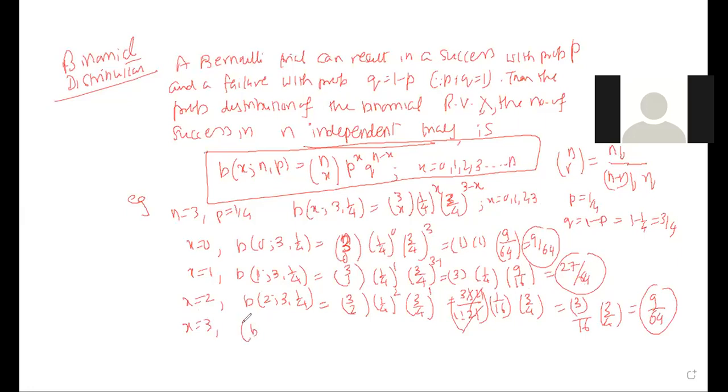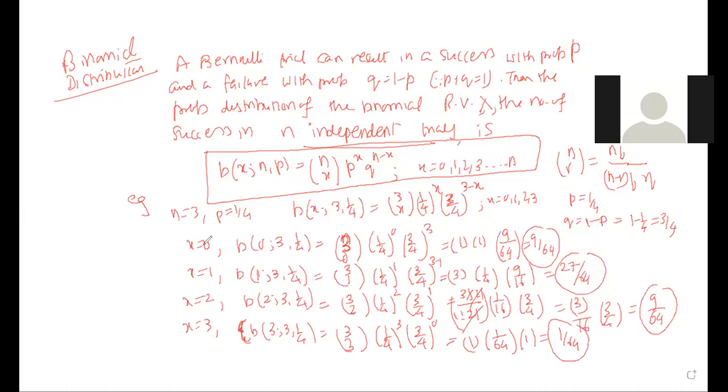Same way I can go for x is equal to 3. So here it is b, 3, and then after 3, 1/4. Again, you can plug the values. That's 3c3, that is equal to 3 factorial over 3 minus 3 factorial, and 0 factorial, that is equal to 1, and 1/4 cube, and here it is 3/4 to the power 3 minus 3 is 0. Here it is 1 cube, so 1 over 64, and here it is simply 1. So it is 1 over 64.